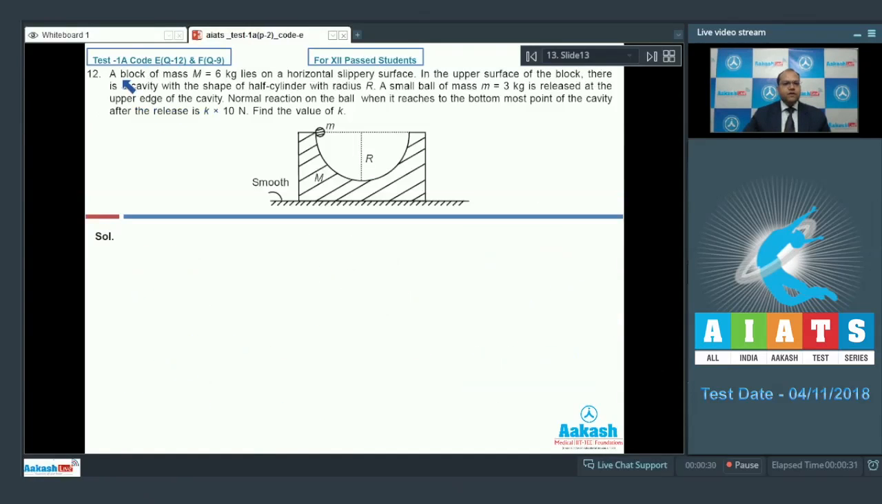In question number 12, a block of mass m is equal to 6 kg lies on a horizontal slippery surface. In the upper surface of the block, there is a cavity with the shape of a half cylinder with radius r.